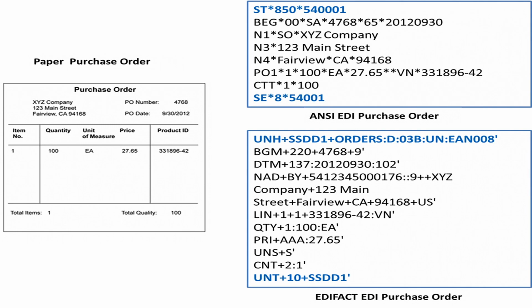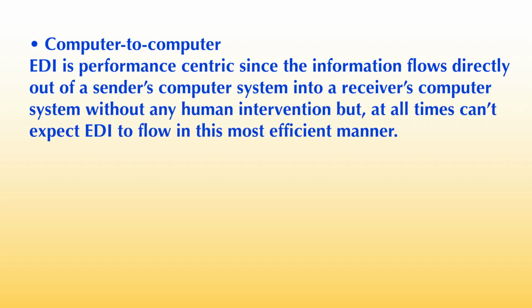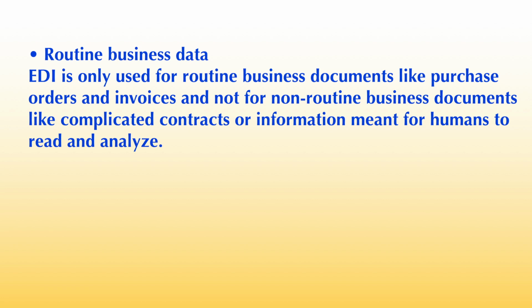The first one is computer to computer. EDI is performance centric since the information flows directly out of a sender's computer system into a receiver's computer system without any human intervention, but at all times we can't expect EDI to flow in this most efficient manner. The second one is routine business data. EDI is only used for routine business documents like purchase orders and invoices, and not for non-routine business documents like complicated contracts or information meant for humans to read and analyze.